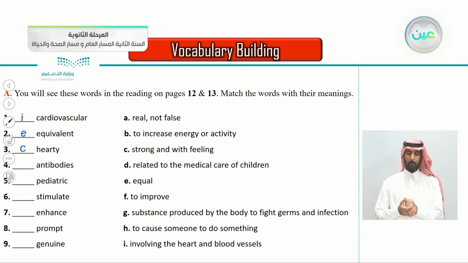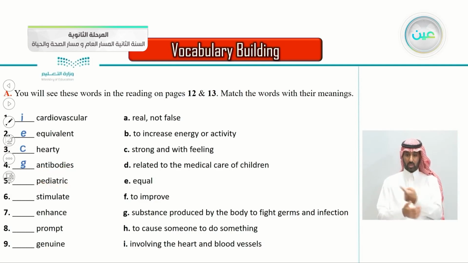Antibodies. This is an easy one, I think. Antibodies. It goes with the letter, very good, with the letter G. Substance produced by the body to fight germs and infections. So the substances that our body produces, why? To fight infections and to fight germs. These are antibodies.